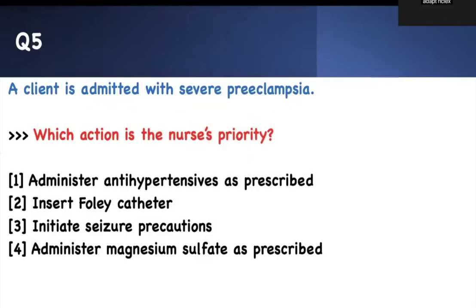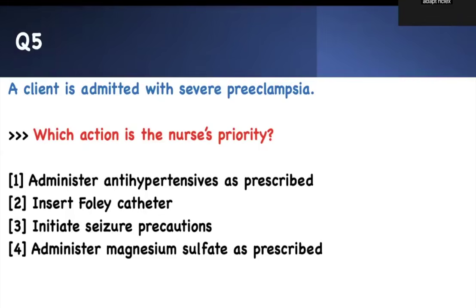The client is admitted with what? Severe preeclampsia. Keyword, as soon as you hear that, I need to prevent seizures. Which action is the next priority? What would you do to prevent seizures? Administer blood pressure medication as prescribed. Insert Foley to monitor urine output, right? Initiate seizure precautions, right? Give the patient magnesium sulfate. This requires some test-taking strategy and thinking about prioritization. I say the nurse priority, right? Priority means what would you do first, right?